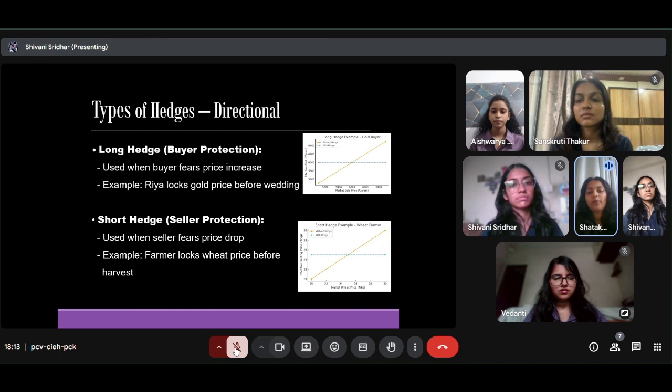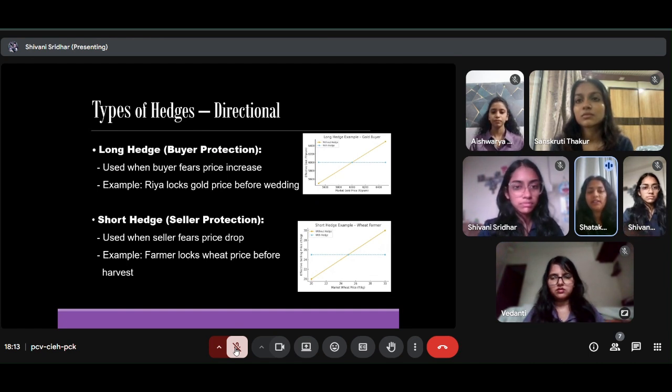Hello everyone, let's talk about the two types of hedging. First, we have a long hedge. This is for a buyer who is worried that the price will go up. For example, Ria wants to buy gold for her wedding and uses a hedge to lock a price today. The graph shows that the price she pays stays the same even if the gold price gets more expensive.